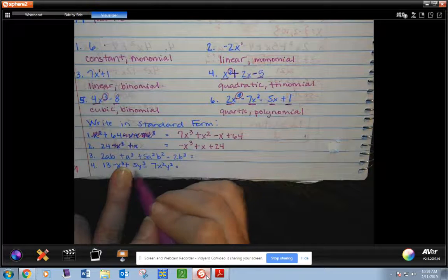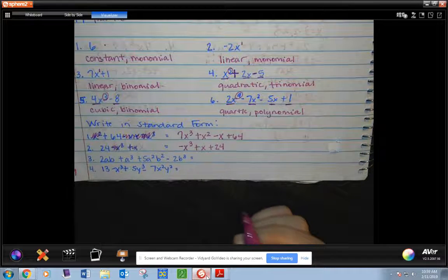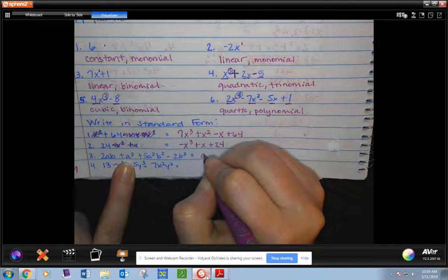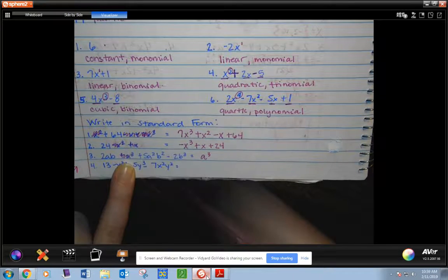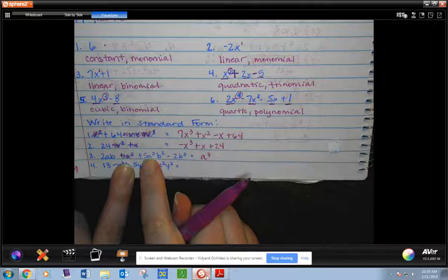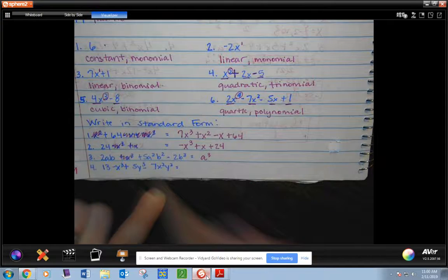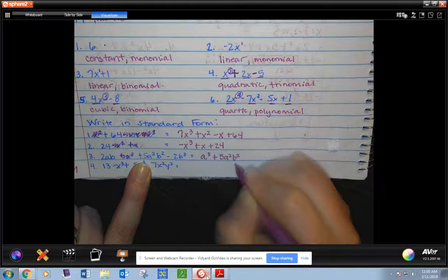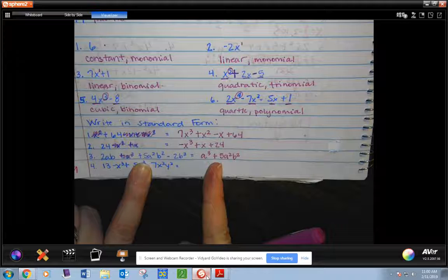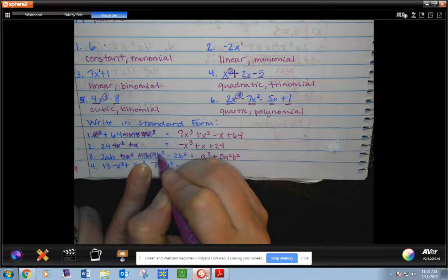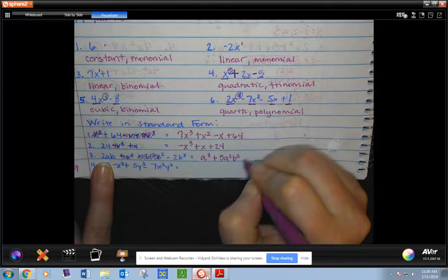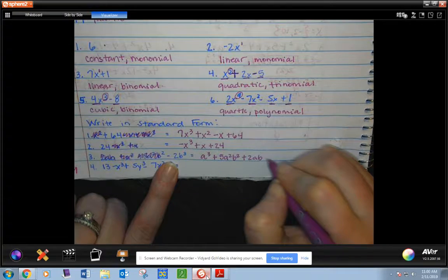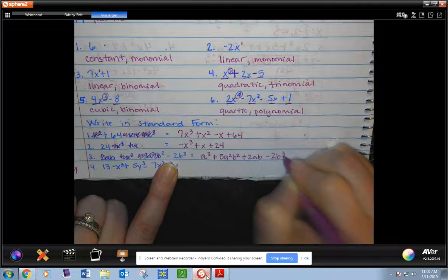Moving to the third one, now I have A and B. So I'm going to start with A. Everything with A has to come first. So the biggest A I see is A to the third. And I no longer need A to the third. Now I have an A squared and I have an A. So A squared comes next. So I'm going to put 5 A squared B squared. It doesn't matter that there's a B attached to it because A still comes before B. And I don't need that. Now I move to my other A, which is a positive 2AB. And then the only thing I have left is minus 2B to the third.